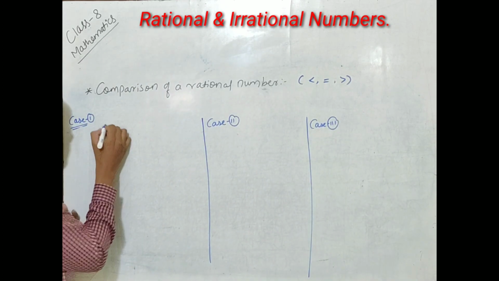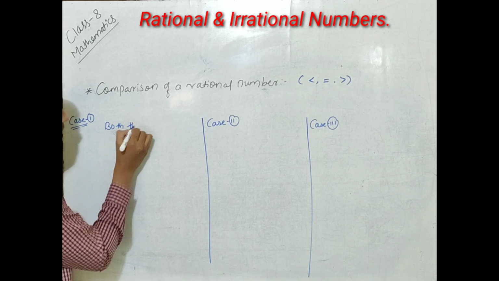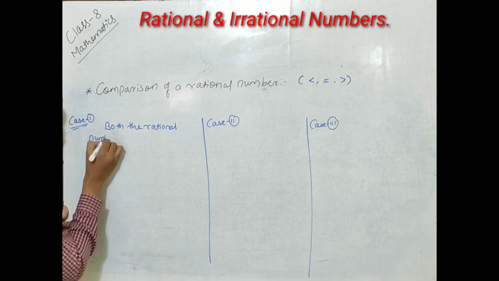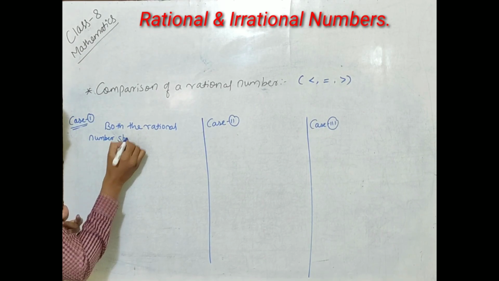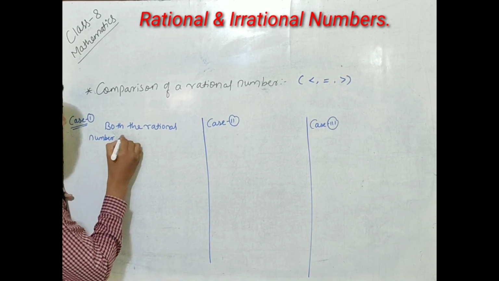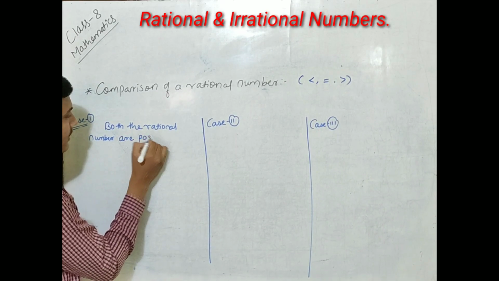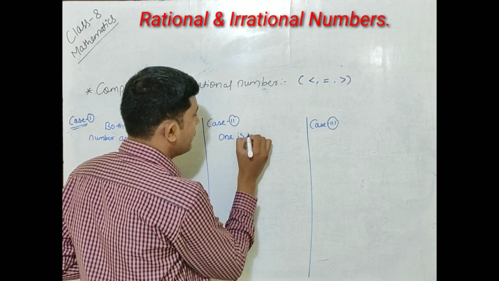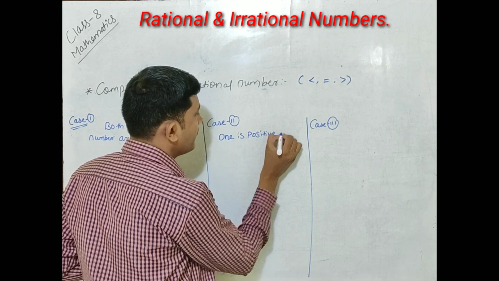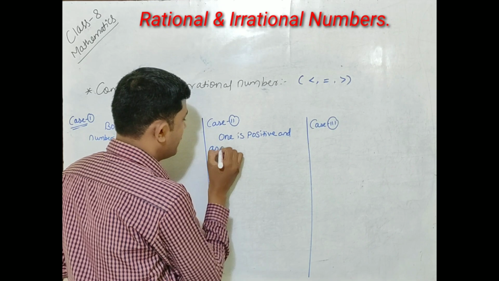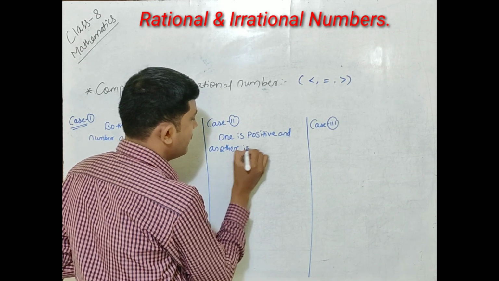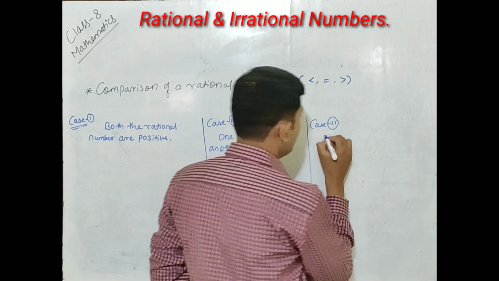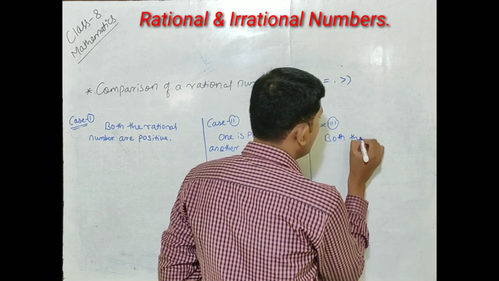First case is what? Both the rational numbers are positive. Here one is positive and another is negative. Both are negative. Here both are negative.